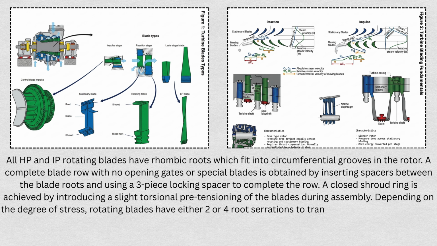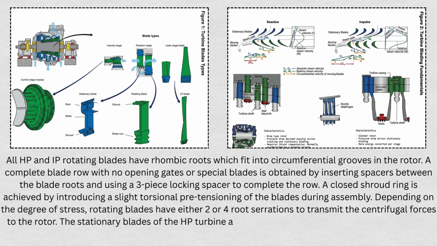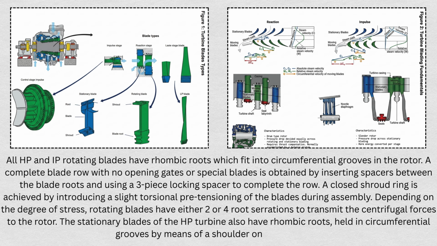Depending on the degree of stress, rotating blades have either 2 or 4 root serrations to transmit the centrifugal forces to the rotor. The stationary blades of the HP turbine also have rhombic roots, held in circumferential grooves by means of a shoulder on the inlet side.